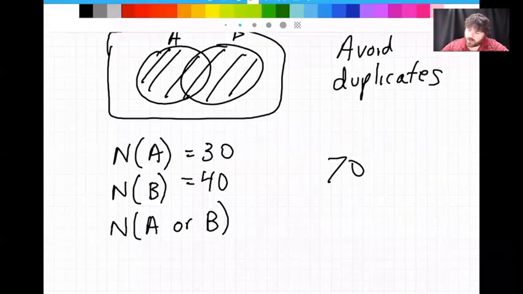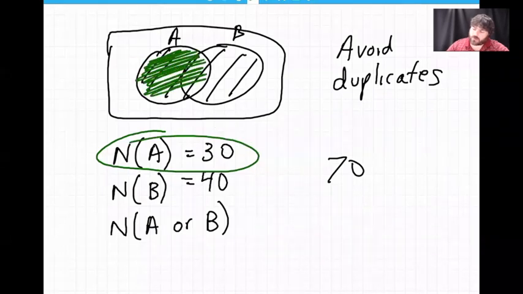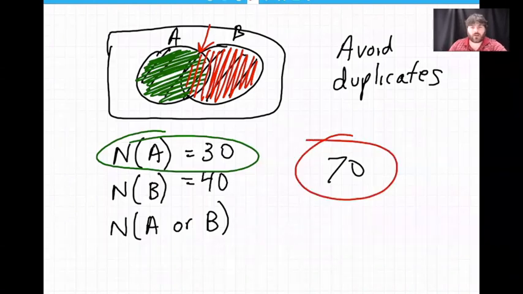Okay, if I color code this, it'll be easier to see. So the number of events in A were 30. So 30 people liked whatever A was. Okay, that's that whole region A. And then 40 people liked B. So that's this region here. Okay, and what happened is, look at this middle section. You see how it's green and red? I counted that area twice. So those are my duplicates. I counted the people that lived inside the little middle section twice. So when I get 70 as my total, it's incorrect. I overcounted by the number of people that were in the middle there.